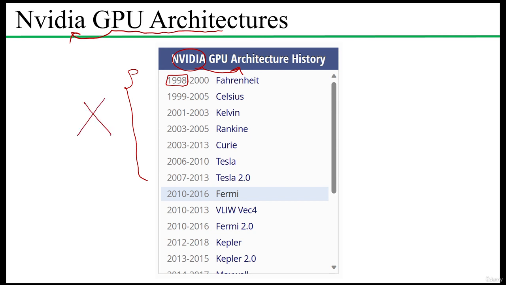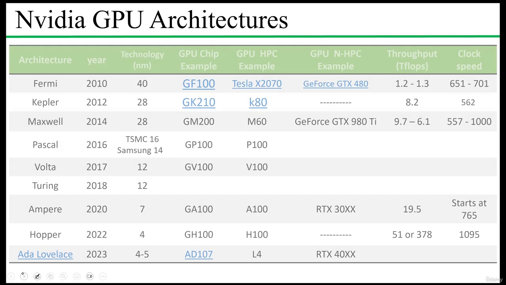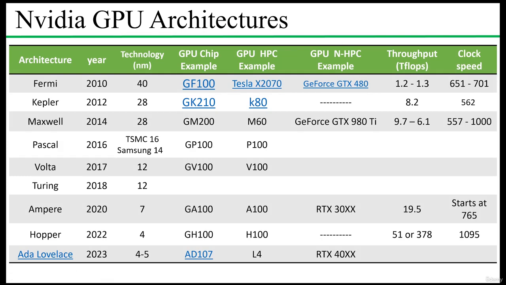And we are going to start our exploration with the Fermi architecture that Nvidia brought out to the market in 2010. The shown table presents all architectures introduced by Nvidia since 2010. First, I'll explain each column before delving into the architecture's details. The first column shows the architecture name that Nvidia has introduced. The second column shows their corresponding release dates.